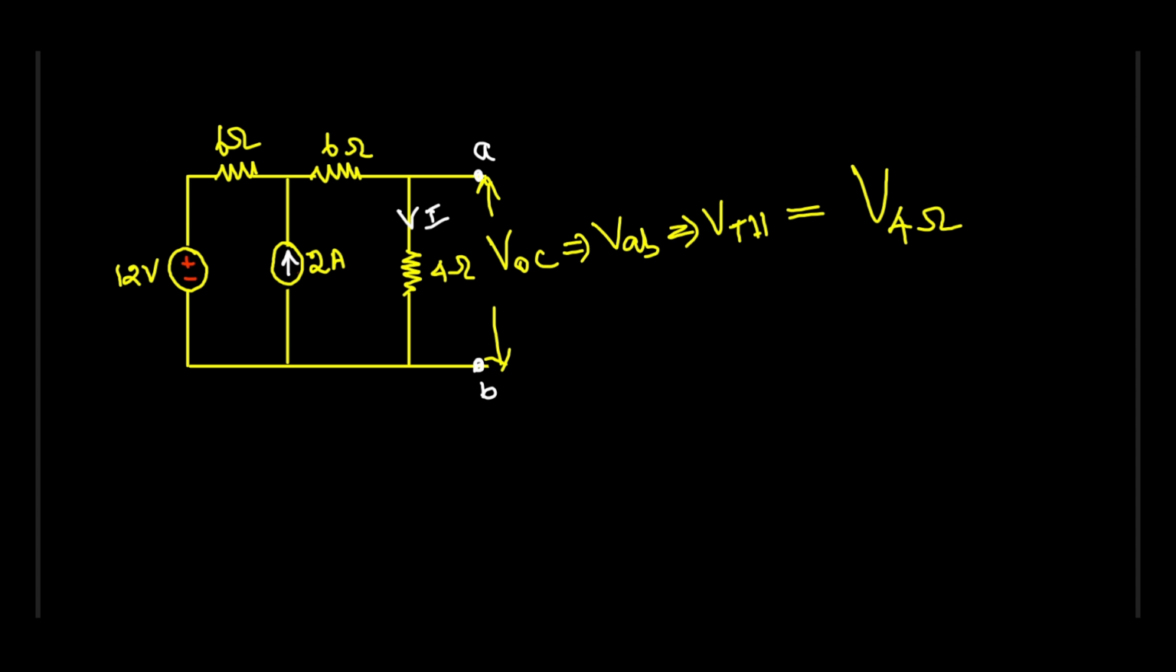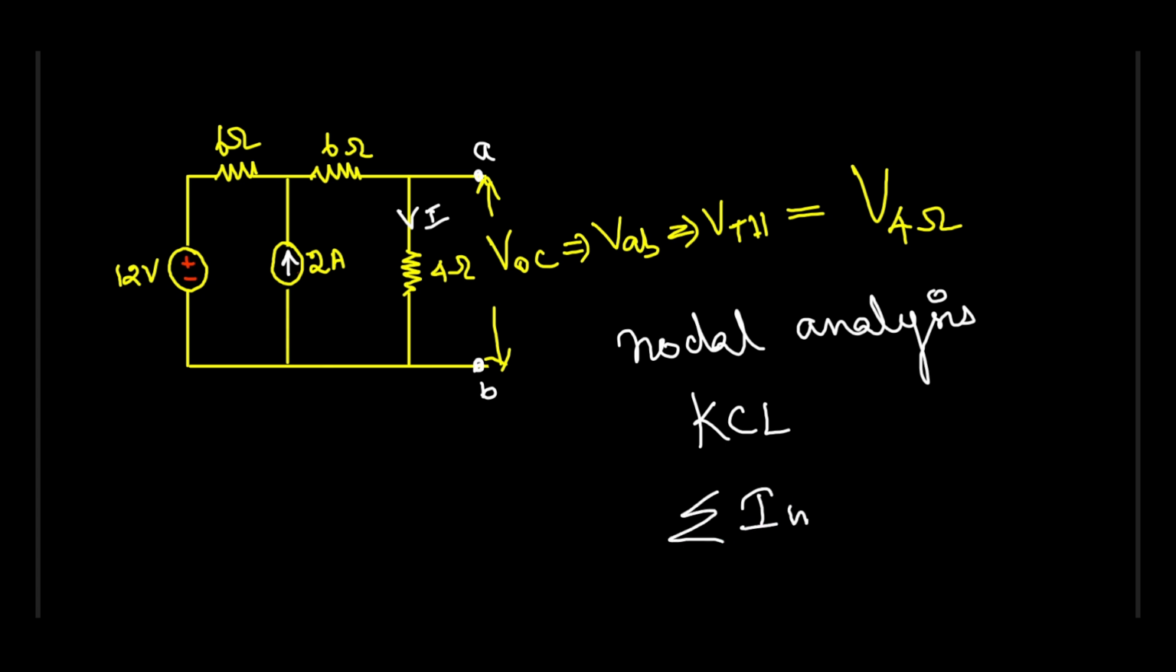So you can go for two methods. One is by applying Kirchhoff's voltage law, or you can apply Kirchhoff's current law. In that case, I prefer only KCL. So it comes under nodal analysis. Kirchhoff's current law states that the summation of incoming current at a particular node is equal to the summation of leaving current.